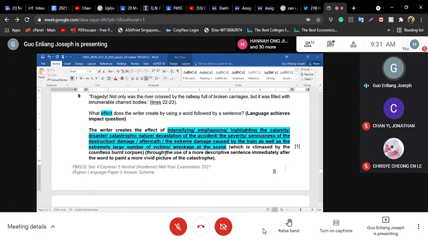All right. So you have a use of the more descriptive sentence immediately after the word tragedy to paint a more vivid picture of that catastrophe itself. Okay. So focus on the very vocab of tragedy, such that it emphasizes the devastation of the accident, okay? Later, when I move to the next page, you will see some of the reasons how this answer is derived and what are the wrong answers, popular answers, and why they are wrong, all right?